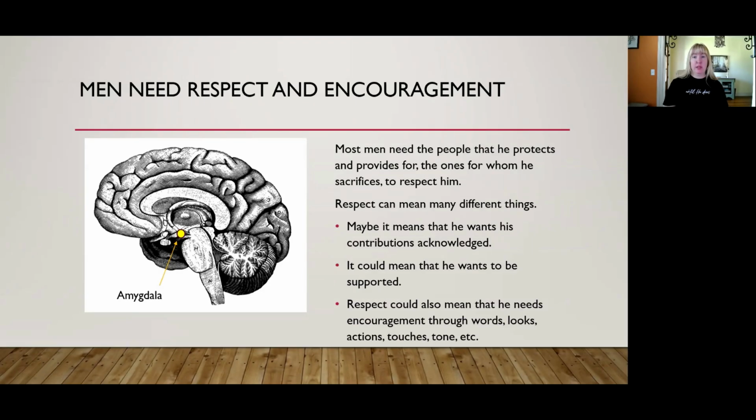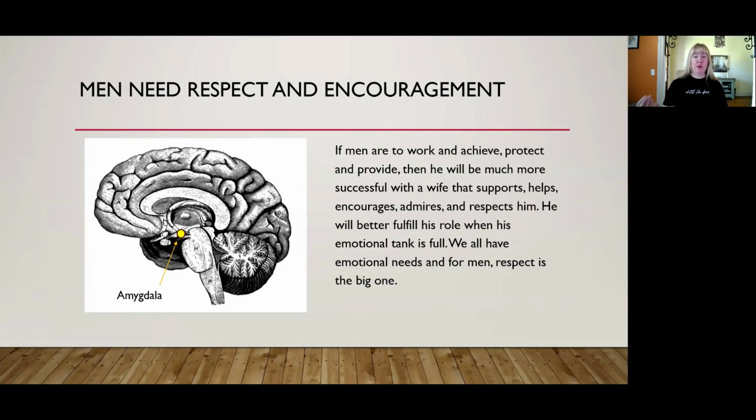So basically what this emotional need for men boils down to is that if men are to work and achieve, protect and provide, then he'll be much more successful with a wife that supports him, helps him, encourages him, admires him, just overall respects him and what he does, honors his contributions, and honors who he is and how he is. He'll better fulfill his role when his emotional tank is full. And our culture has become so focused on women and women's needs that we become neglectful of men's needs, or we just boil it down to they just need sex. And that's not it at all.